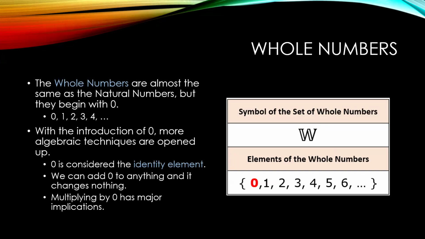Next up, we have the whole numbers. The whole numbers are almost the same as the natural numbers, but they begin with 0. So 0, 1, 2, 3, 4, and so on. With the introduction of 0, more algebraic techniques are opened up. 0 is sometimes considered the identity element. We can add 0 to anything and it changes nothing. That's very valuable. Multiplication by 0 has major implications. The symbol we use for the whole numbers is this W, which has extra lines in it.